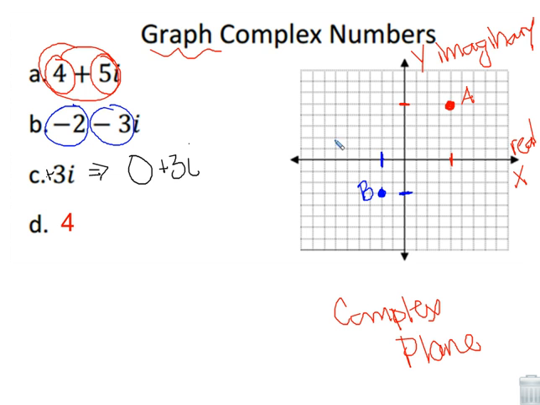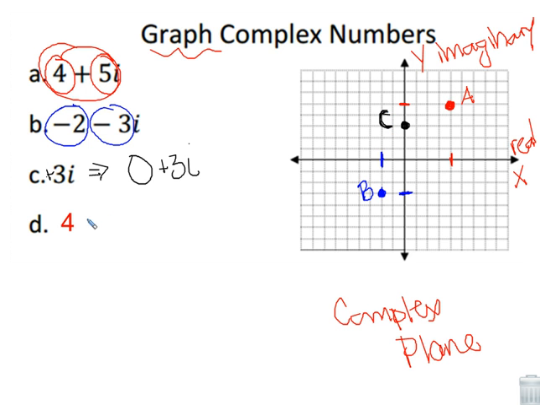So you can turn just an imaginary number into a complex number by showing that you're missing that real part. If we were to graph this, if I start at the origin, I really don't have to go left or right at all because it's 0, but I do need to go up 3 on the imaginary. So that would be somewhere right here, and we can label that as C.